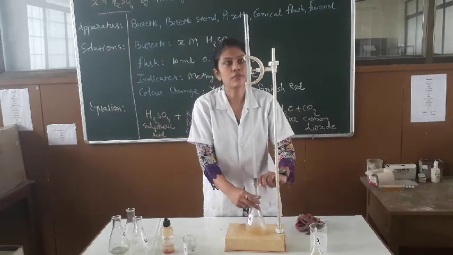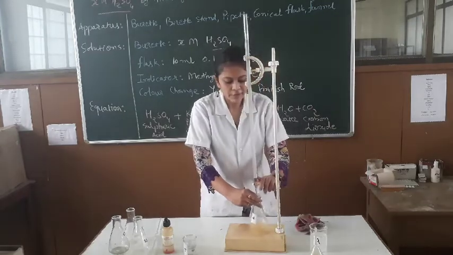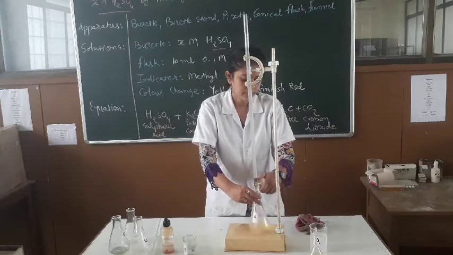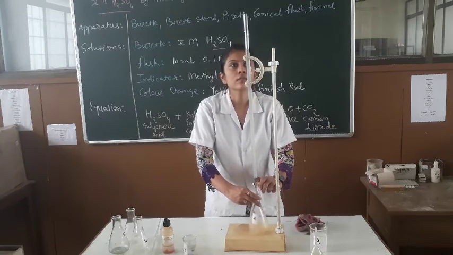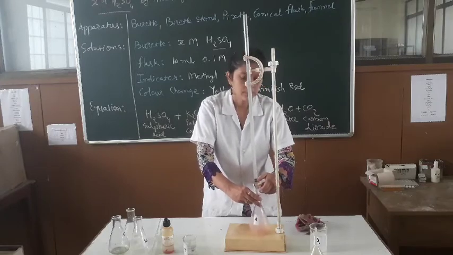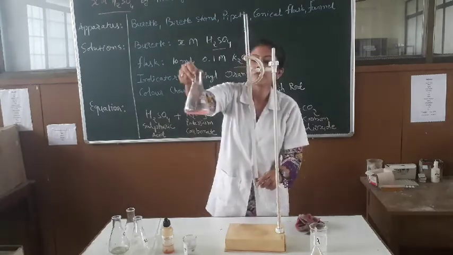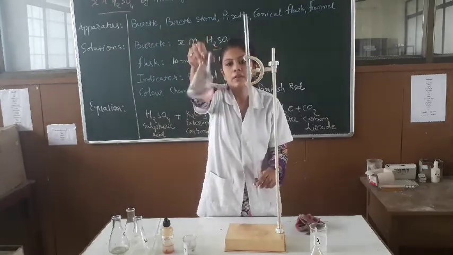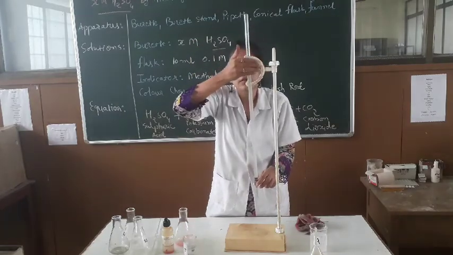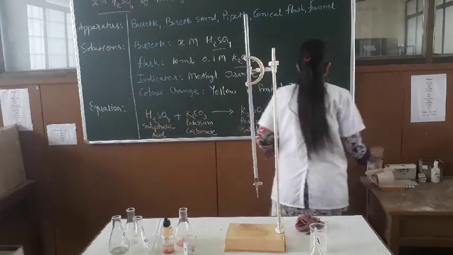Let's titrate. Continuous shaking, and we have to add drop by drop from the burette. We have to check the readings and the color change. You can see here what is the change? Pinkish red. So we have to read the reading. Our first reading is 10.2.